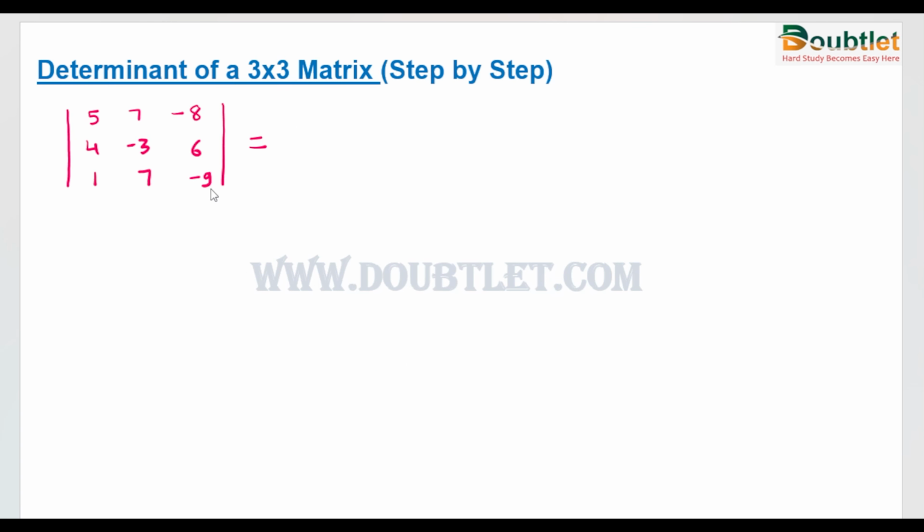Now we will take the example of a 3 cross 3 matrix. First we have to check whether there is any 0 element in the matrix. Here all elements are non-zero, so we can expand it through any row or any column. But generally we expand determinants with respect to the first row. So this is the first row, and we will take this first element, that is 5.